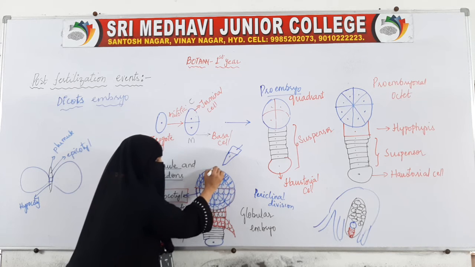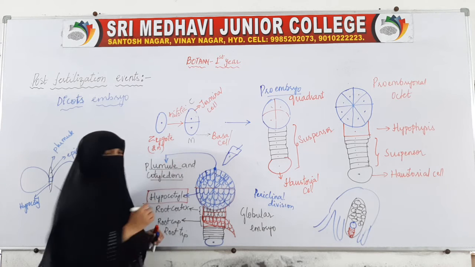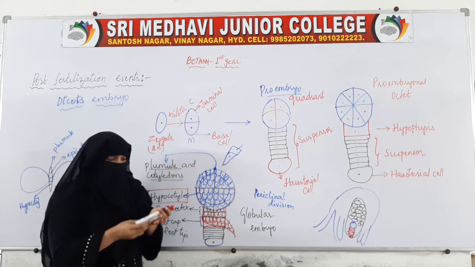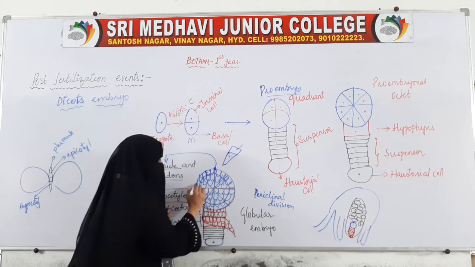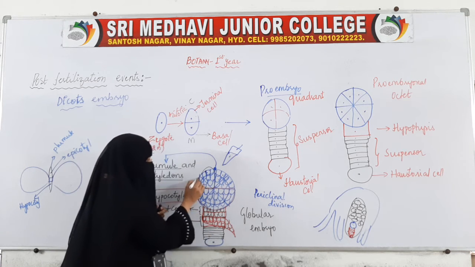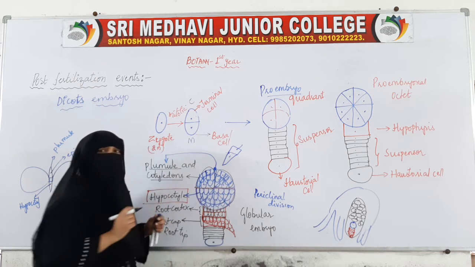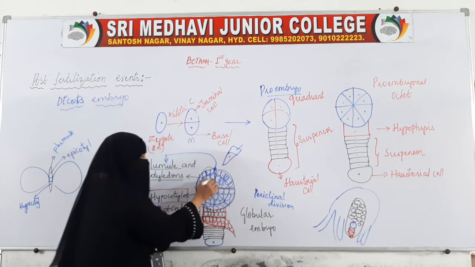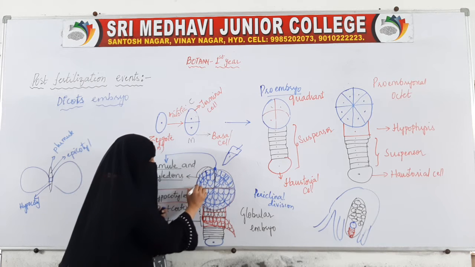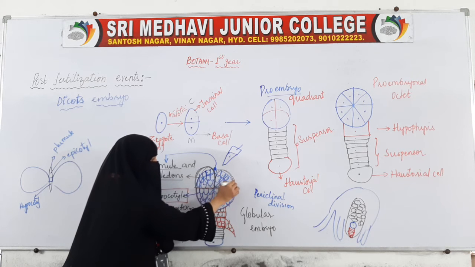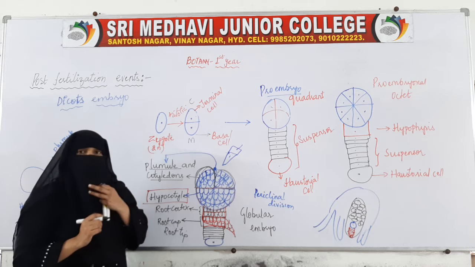From this part we get the plumule, and this part will change into one cotyledon, and this part will change into another cotyledon.